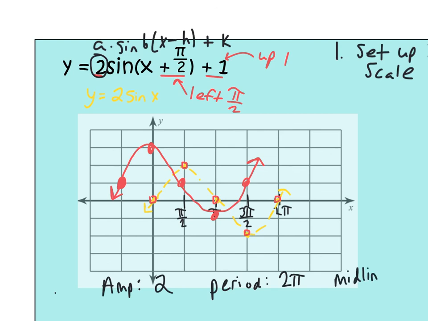Now this one did have a midline. If we take a look, the midline on this one was right here. That was the points it kept going through at its midpoint. The midline will always be whatever the vertical shift is, because the typical midline was through 0. If you look at the yellow dotted graph, its midline was through y equals 0. This had that vertical shift to move that up 1 unit.